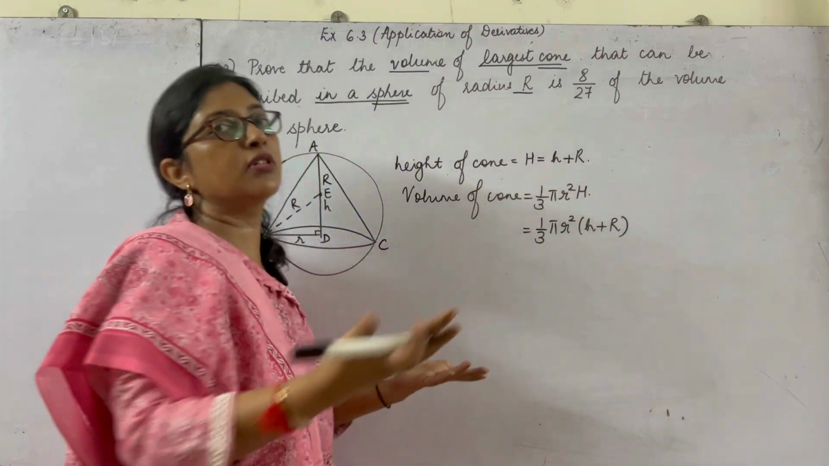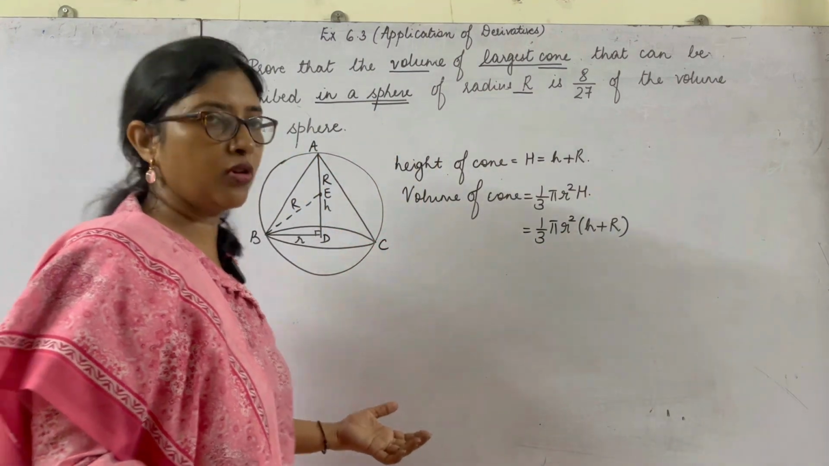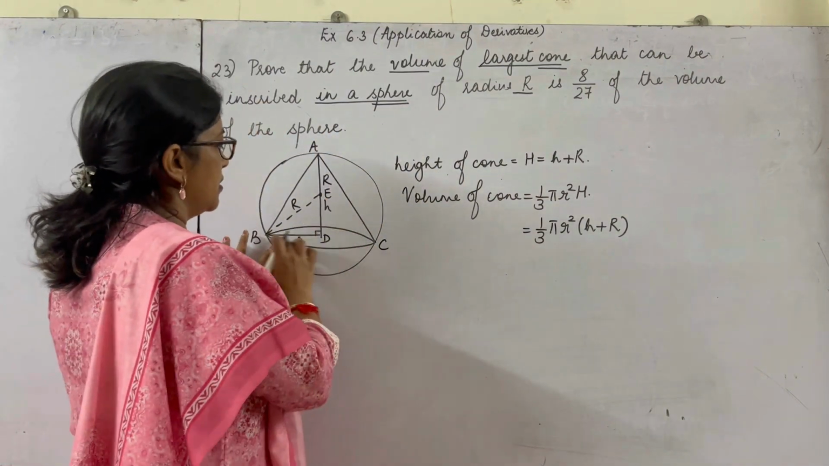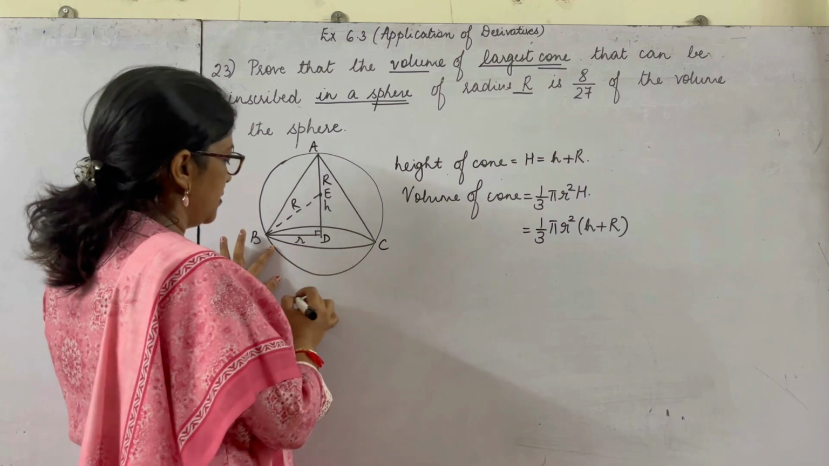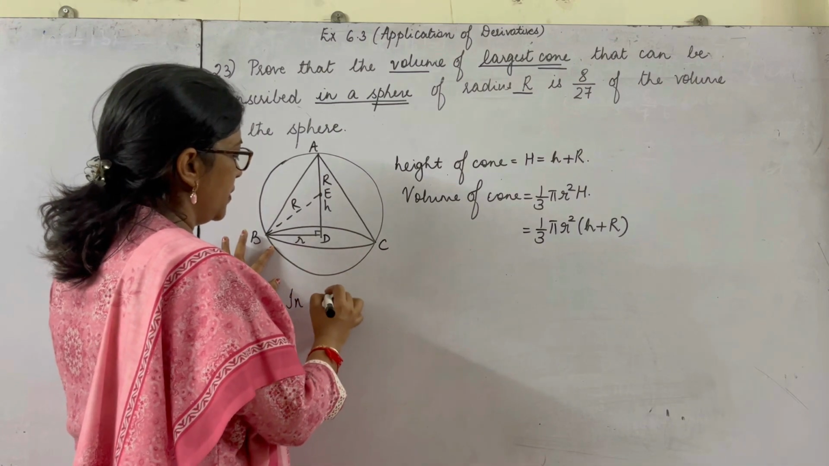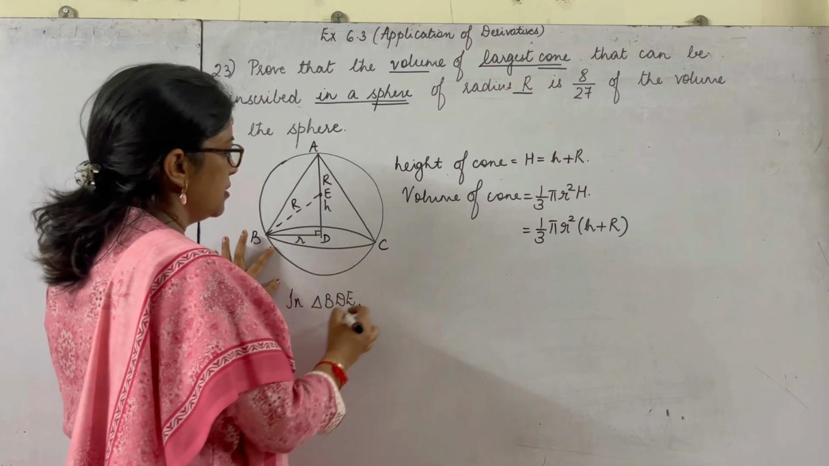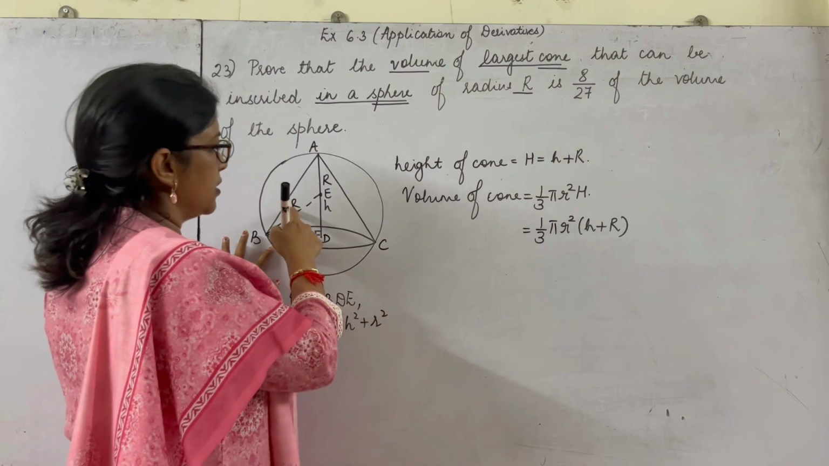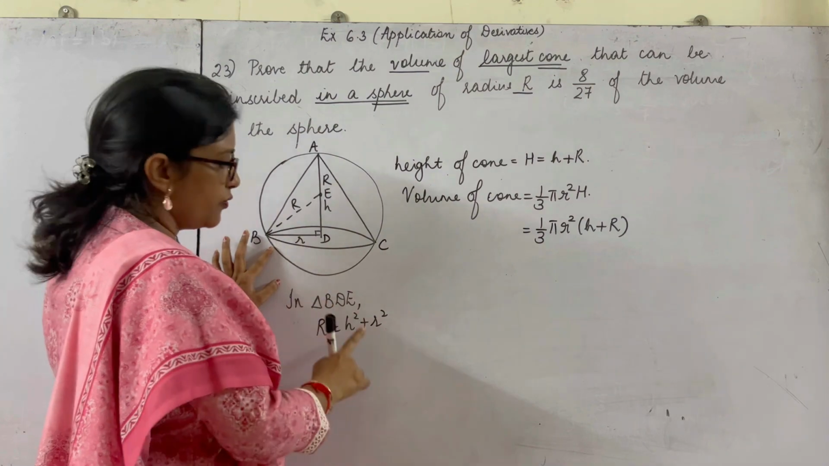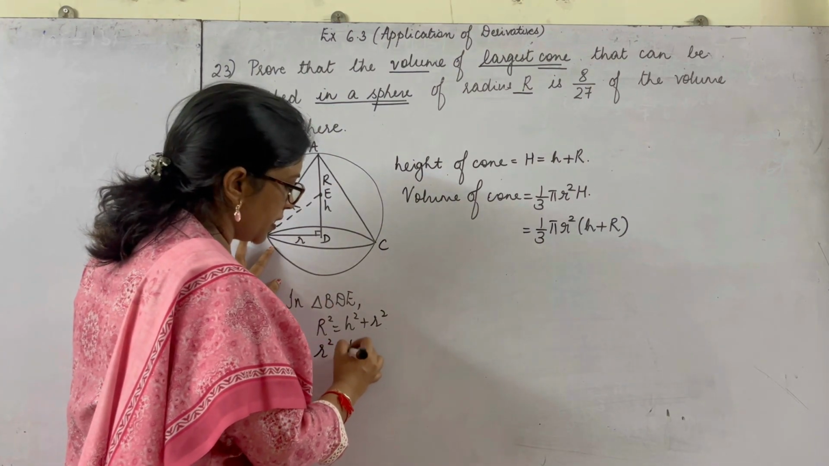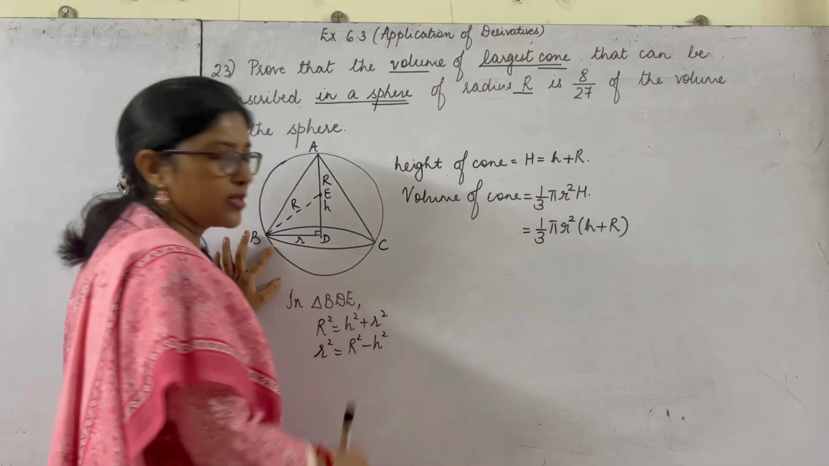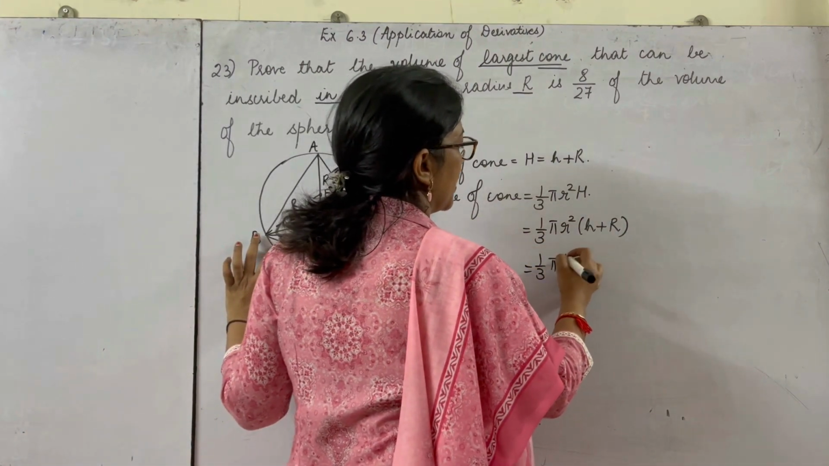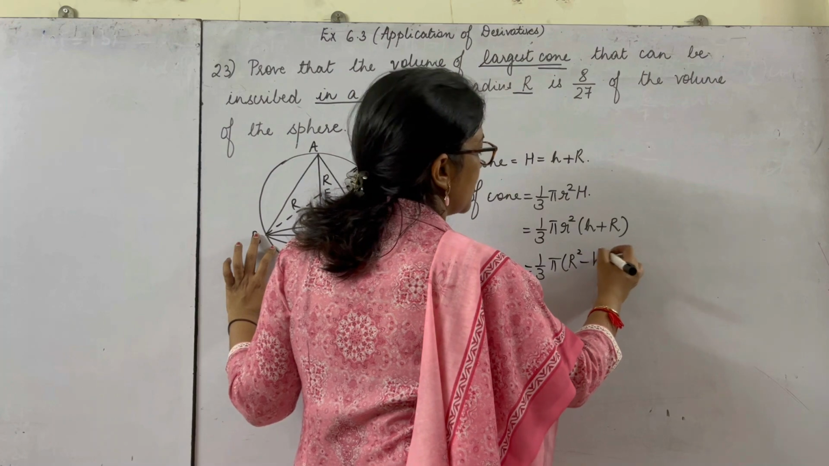Now I want to convert this to one variable, so it's easier to solve. One thing we see here is, this is a right angled triangle. Triangle BDE is right angled. So we can use Pythagoras theorem and we have R square is h square plus r square, from where we have small r square is capital R square minus h square. Let's put it here. Capital R square minus h square.